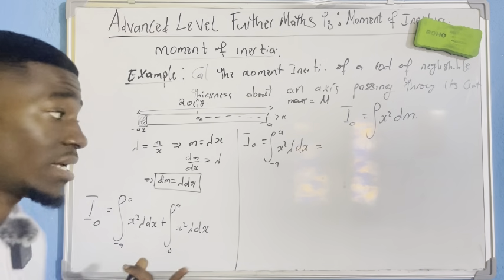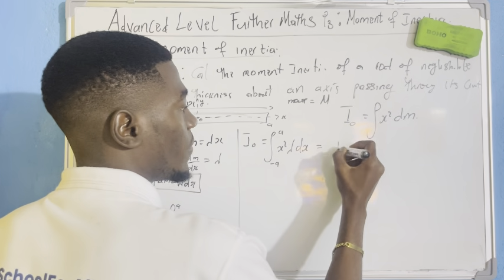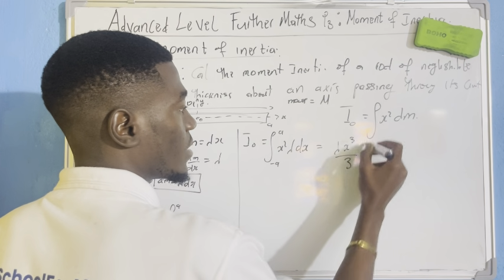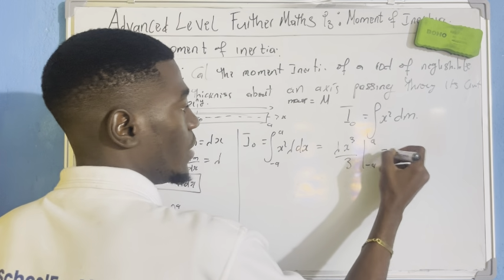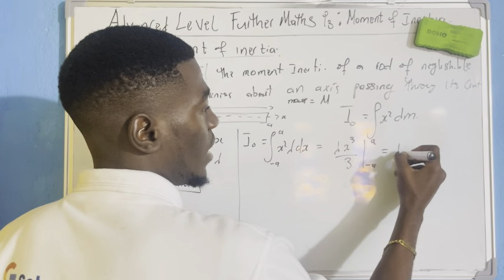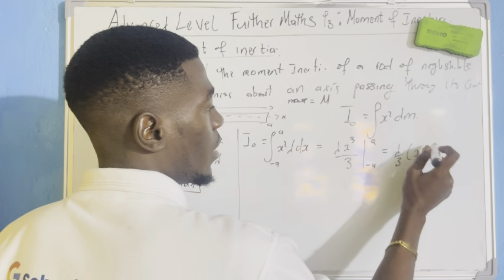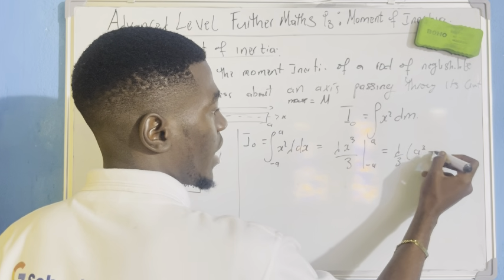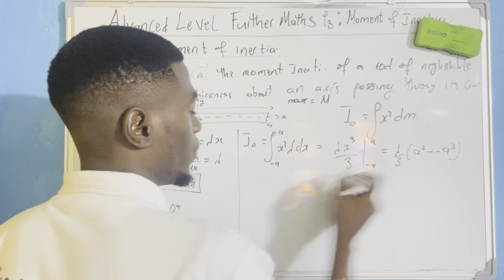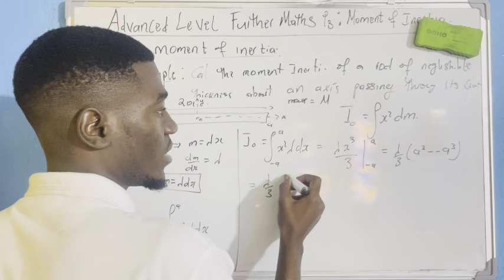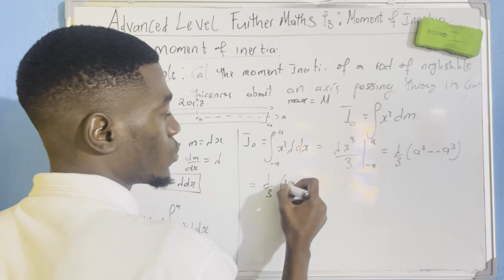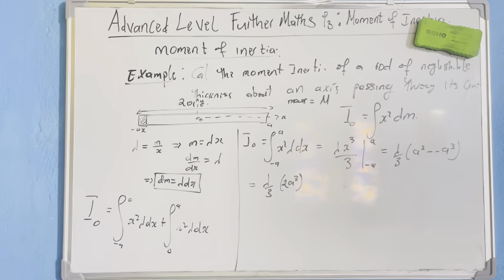I think everybody here can integrate. I will integrate. I will have lambda x cubed all over 3 from negative a to a. When I replace, I will have lambda all over 3 times a cubed minus negative a cubed. So when I replace, I will have lambda all over 3 times exactly 2a cubed.